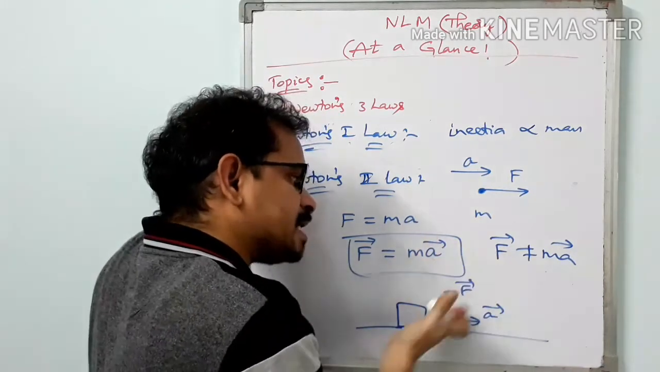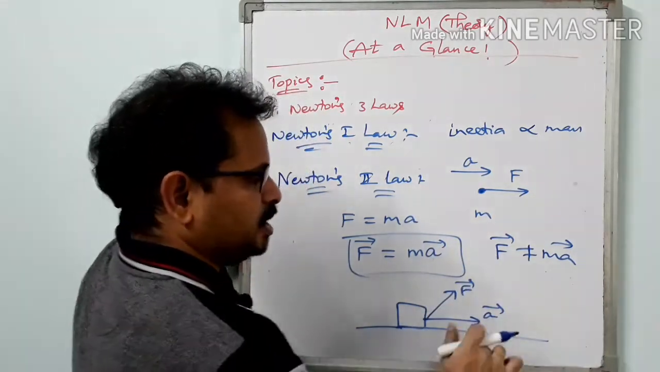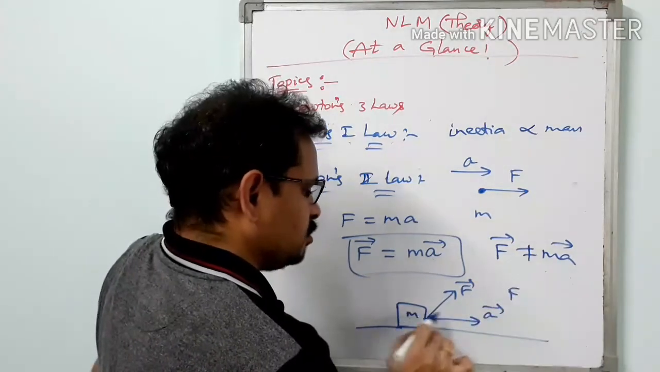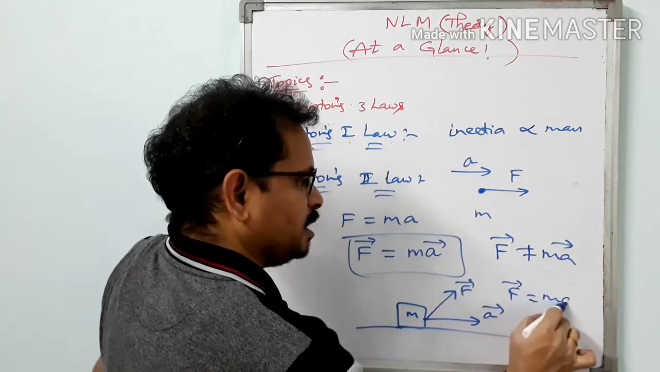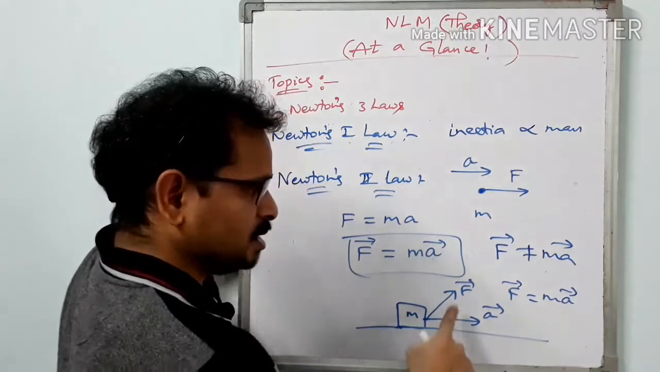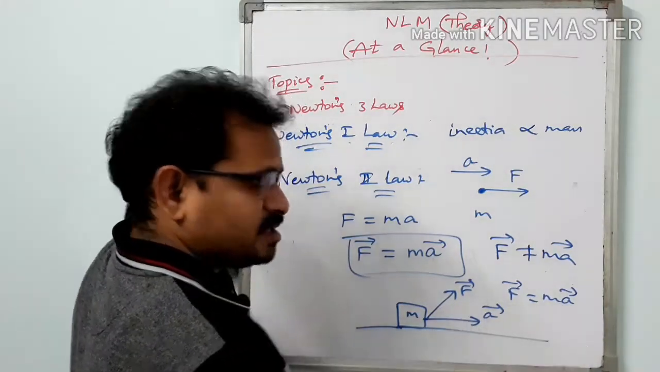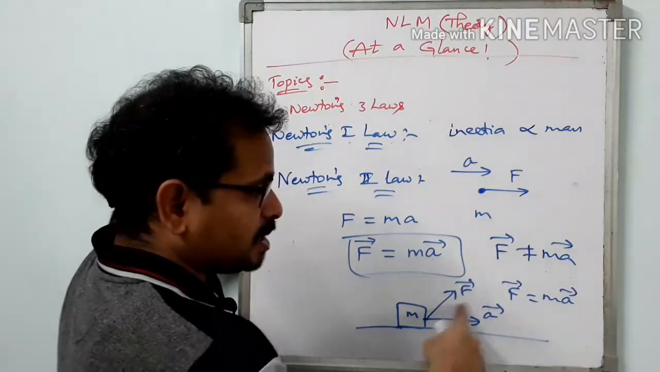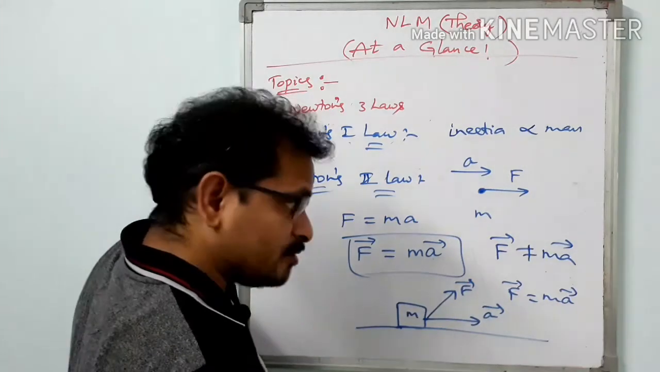F bar is in this direction, A bar is in this direction. So here we cannot write, suppose if the mass of the block is m, F bar equal to m A bar. We cannot write like this. Why? Because this A bar is not in the direction of this F bar, where F bar is the applied force.